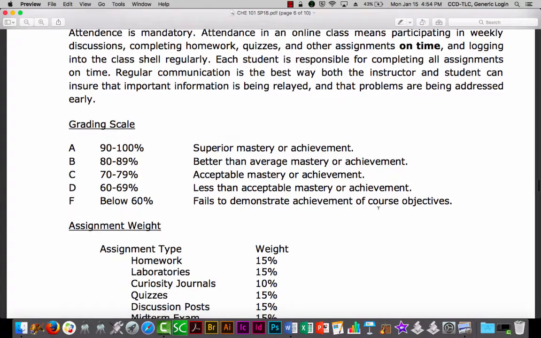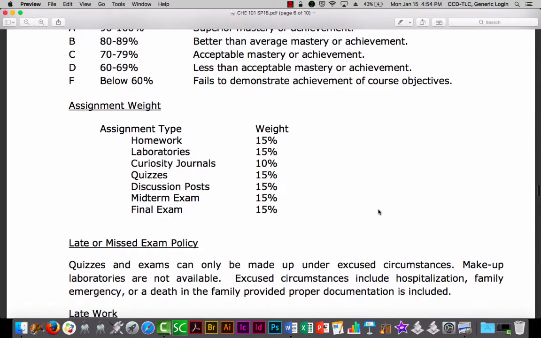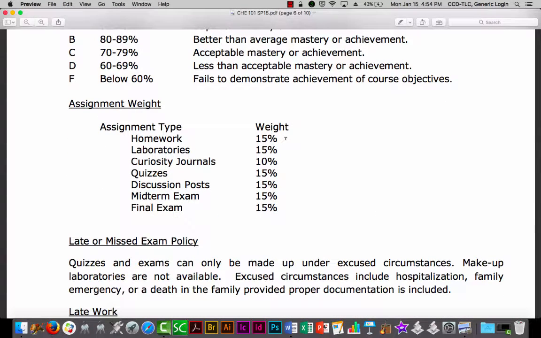Here's the grading scale. Here's your assignment weight. So homework is 15% of your grade. Labs are 15% of your grade. Curiosity journals are 10%. Quizzes are 15. Discussion posts are 15. And the midterm and final exam are both 15.